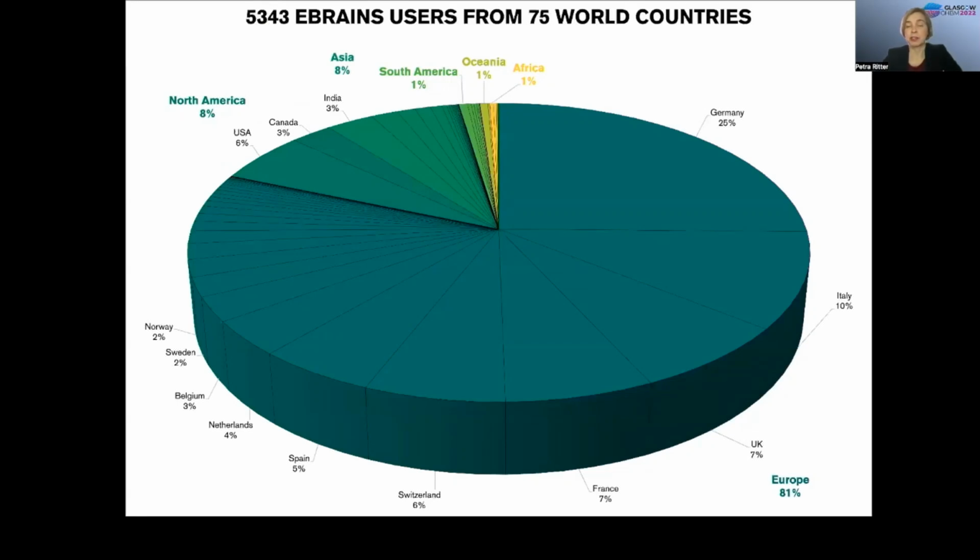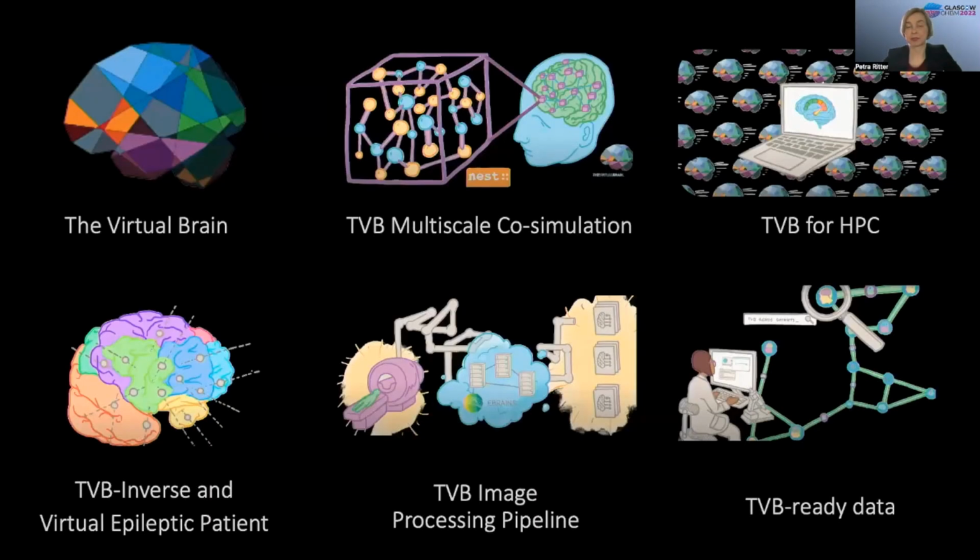Presently, eBrains has more than 5,000 users from more than 70 countries. Three quarters come from Europe, another quarter of users comes from other parts of the world. Brain network-based modeling has been made available as a service on eBrains, including all the required tools and workflows. The simulation engine, the framework for multi-scale co-simulation, processing pipelines for radiologic imaging data, and also simulation-ready data sets of patients and controls.